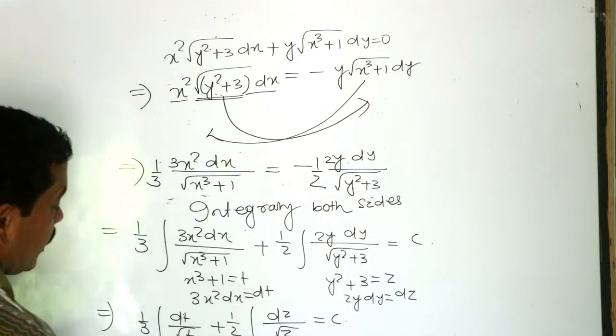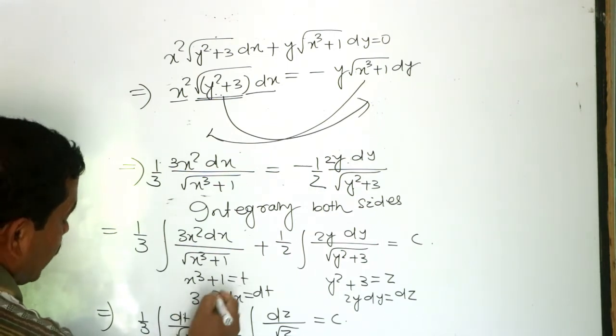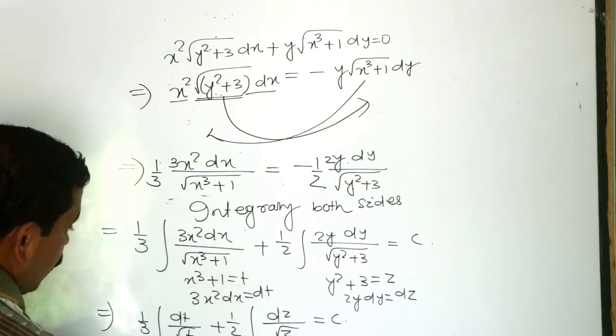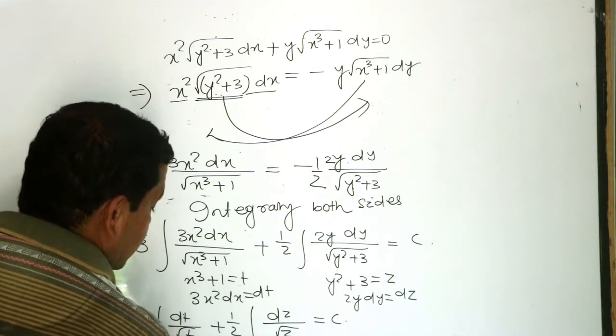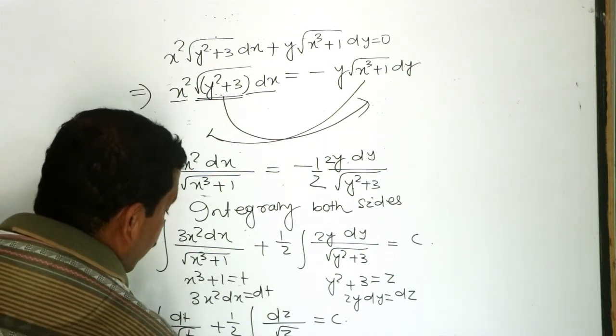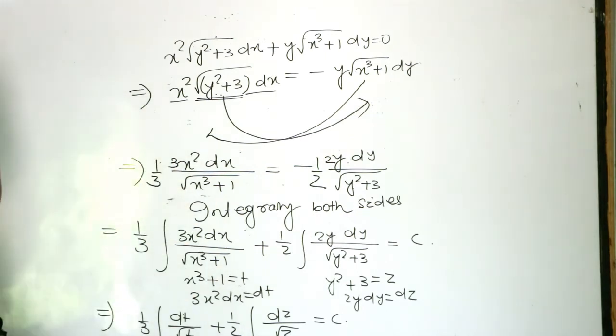So cancelling 2, we have 2/3, instead of √t we can write √(x³+1), plus √z, meaning √(y²+3), equals C. This is the solution for this differential equation.